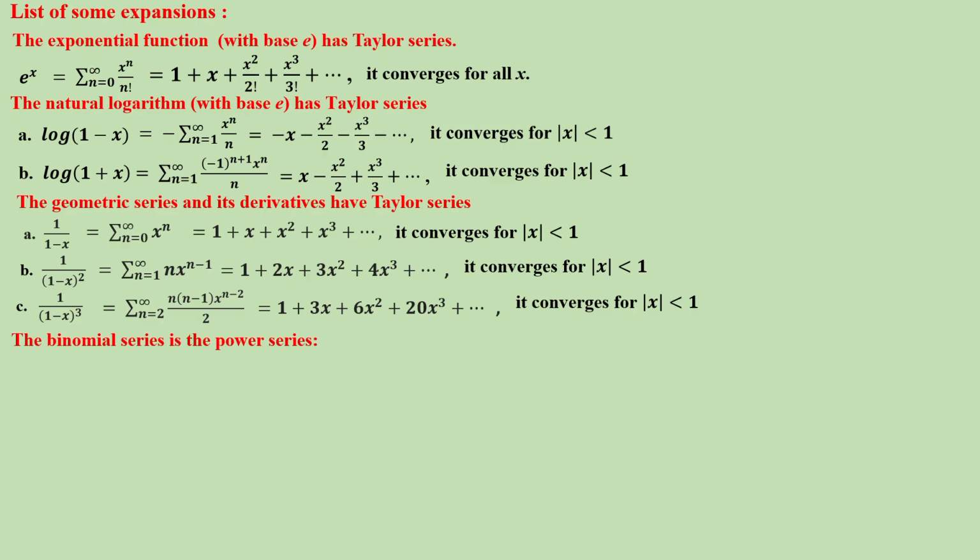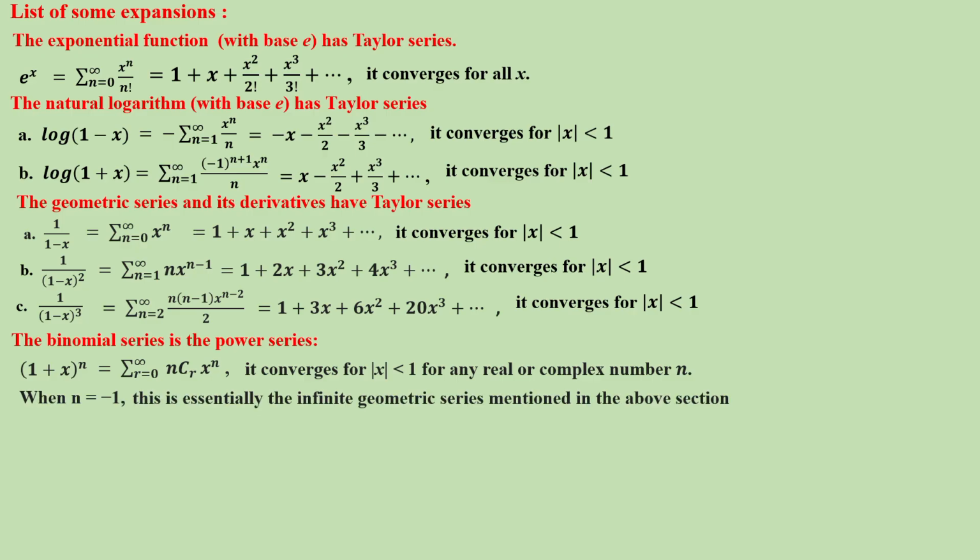Then binomial series, that is the power series, 1 plus x power n equal to summation r is equal to 0 to infinity nCr x power r. It converges for mod x less than 1 for any real and complex number n. When n is equal to minus 1, this is essentially the infinite geometric series mentioned in the above section, that is 1 by 1 plus x. We know 1 by 1 minus x in the previous one, geometric series. Similarly 1 by 1 plus x.